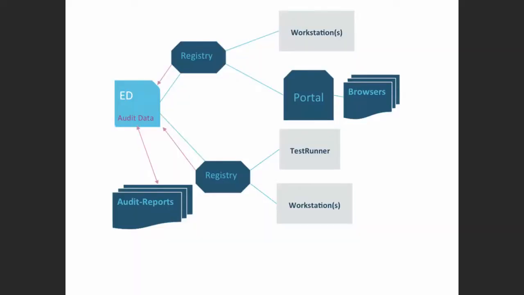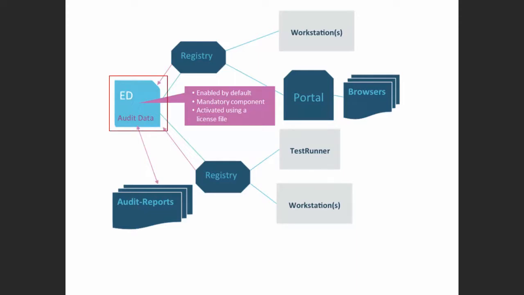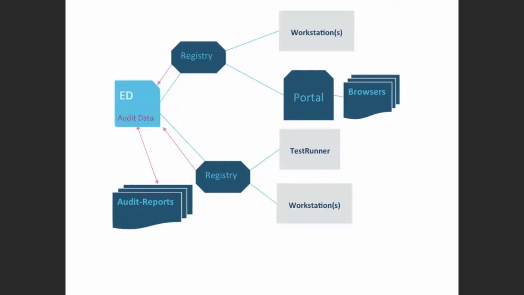In the area of licensing, DevTest has transitioned from a license enforcement model to an honor-based compliance model. Starting with DevTest 8, Enterprise Dashboard is enabled by default and a mandatory component. It also needs to be activated using a license file. None of the other DevTest components need to talk to a license server or need to access a license file like earlier versions did. During installation, a license file is required to install the Enterprise Dashboard component.